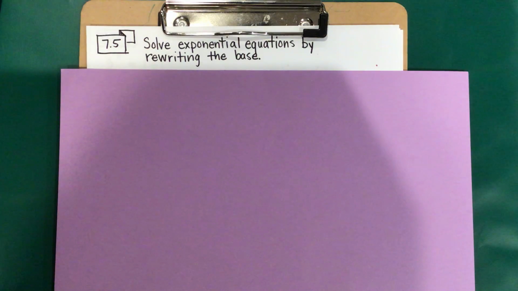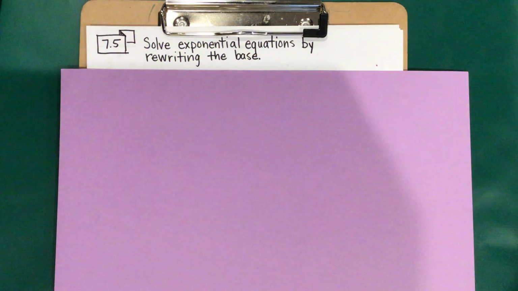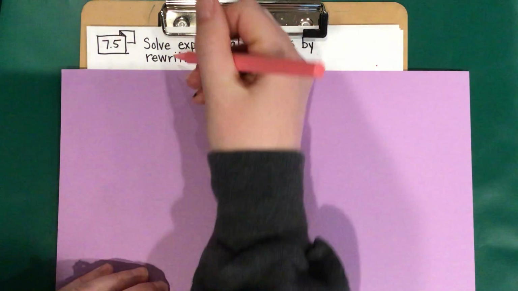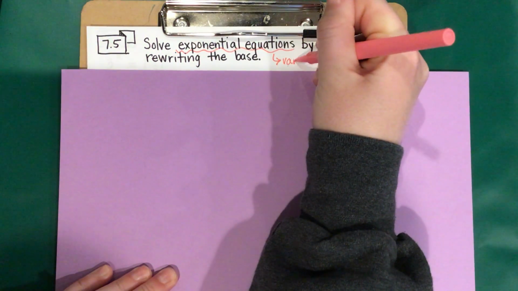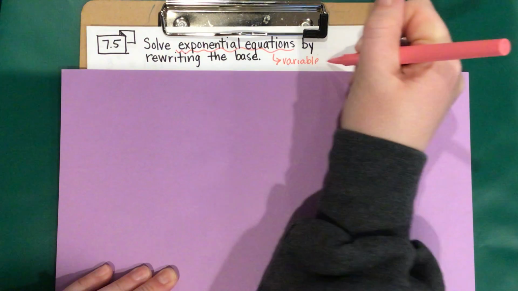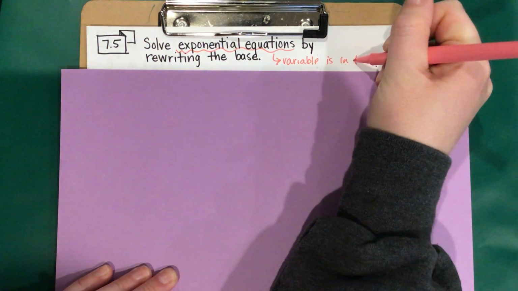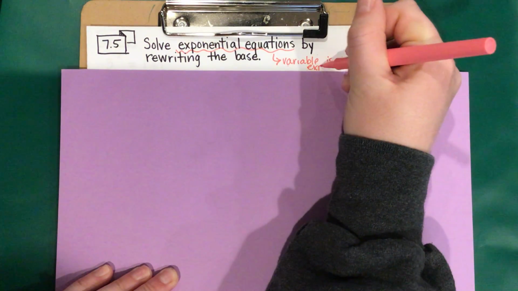exponential equations. Now, when we're looking at an exponential equation, it's a specific type of equation in which, if it is exponential, the variable is in the exponent.